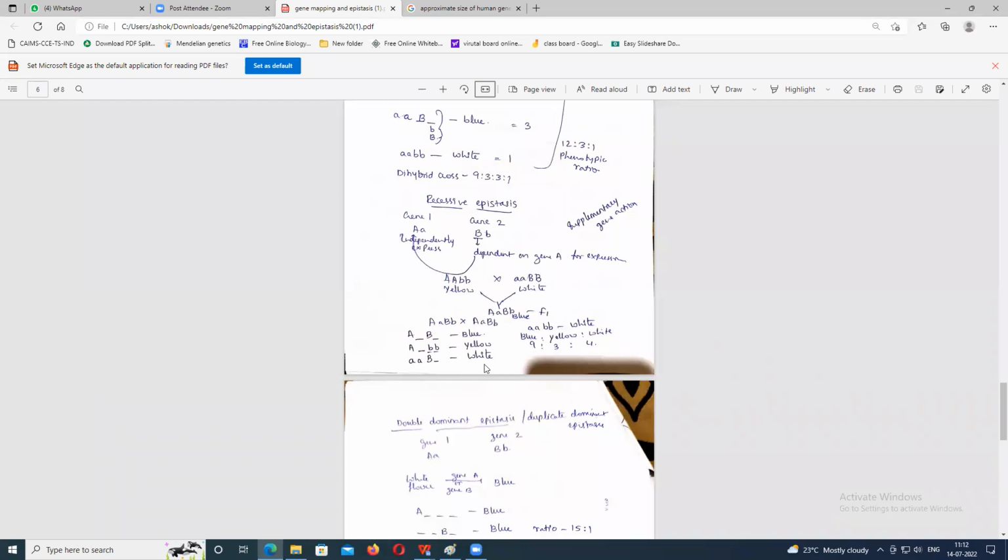White. Yes, white. Then small a, small b, white. So what is the ratio here? Ma'am, what is the ratio here?